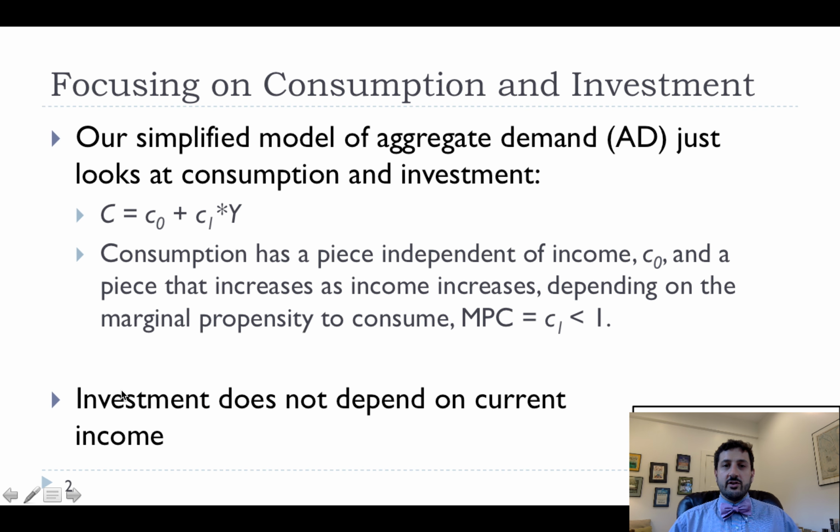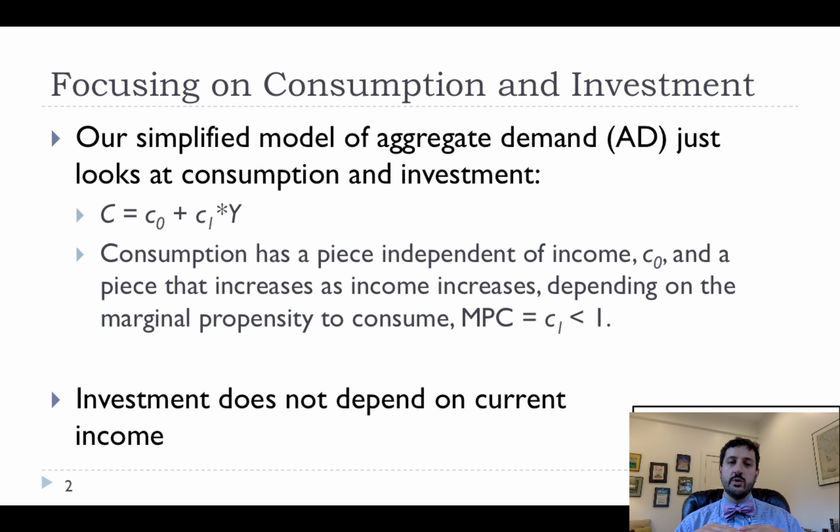So in our simplified version of aggregate demand, we focus just on consumer spending and investment. And we look at consumer spending as made up of two pieces. One is independent of income, what's often called autonomous consumption, C0, which will depend on wealth, will depend on expectations, will depend on what people just need to consume to survive. And then the other piece depends on the marginal propensity to consume, which is equal to C1 times income. And remember that the marginal propensity to consume is less than 1 because when you get an additional dollar of income, you can either spend that dollar or save that dollar.